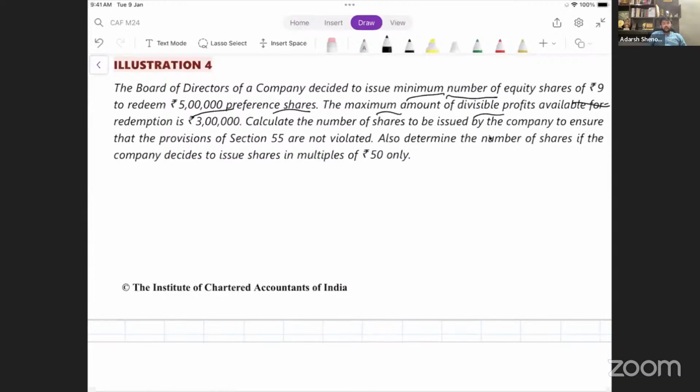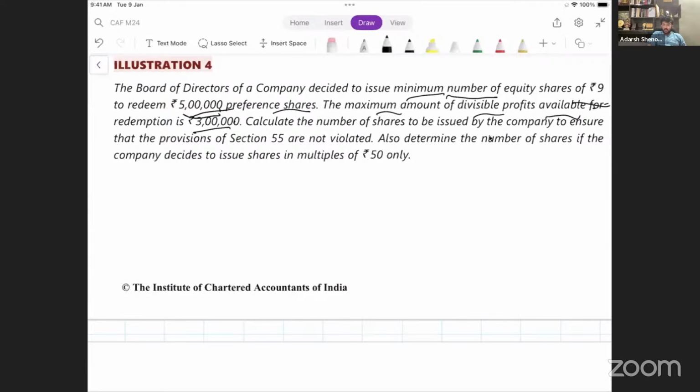First create the CRR, that means first use the CRR and then issue equity shares for the remainder. Don't issue equity shares first; first create the CRR, and then issue only as many equity shares as needed. The maximum amount of divisible profits available for redemption is 3 lakhs. So 5 lakhs is the value of the preference shares. Out of that, first 3 lakhs is available for CRR, so for 2 lakhs I have to issue equity shares.